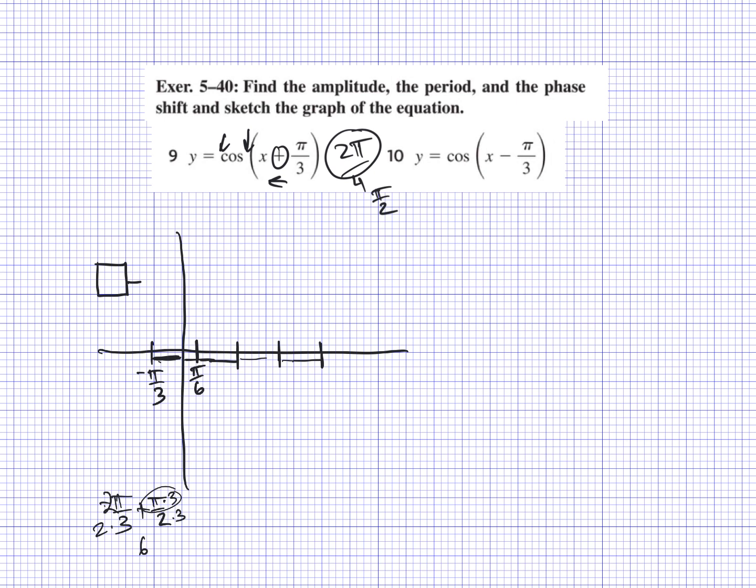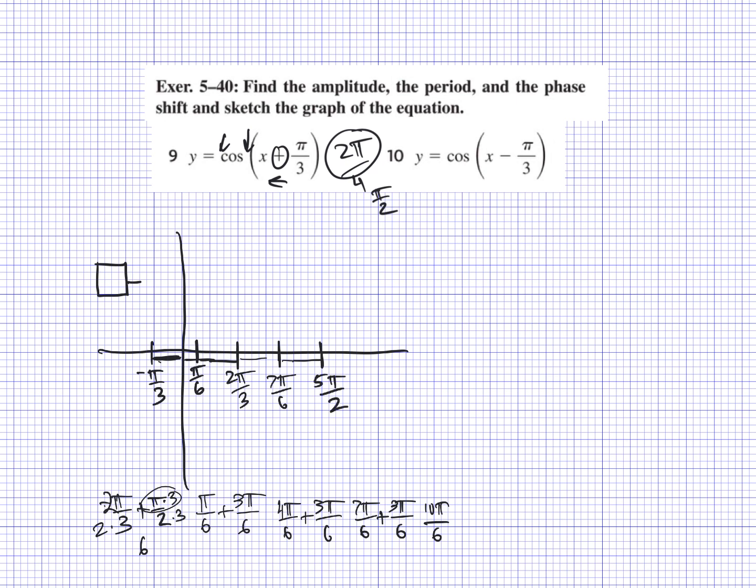Okay, so that was pi over 6, and we're adding pi over 2 each time, which is 3 pi over 6. So pi over 6 plus 3 pi over 6 is 4 pi over 6, or 2 pi over 3 if you reduce it. So 4 pi over 6 plus another 3 pi over 6 is 7 pi over 6. And 7 pi over 6 plus another 3 pi over 6 is 10 pi over 6, which reduces to 5 pi over 2.